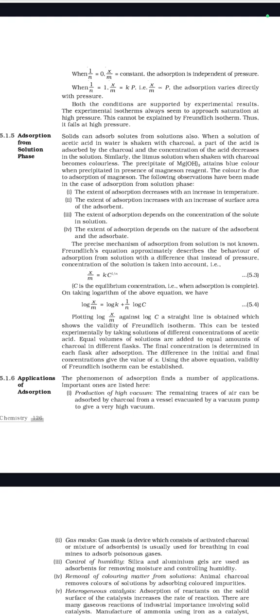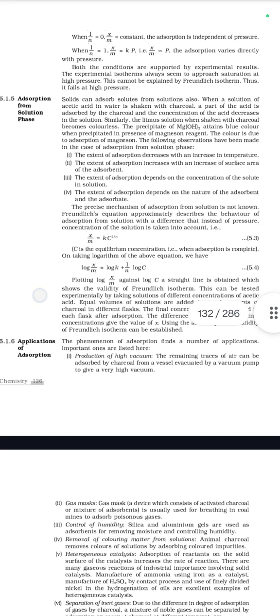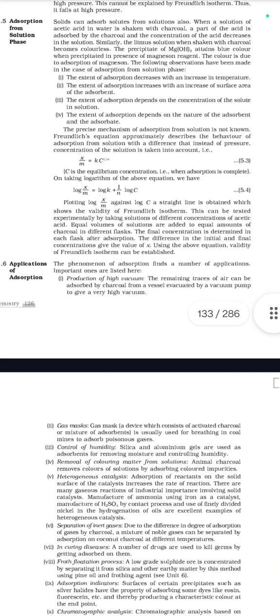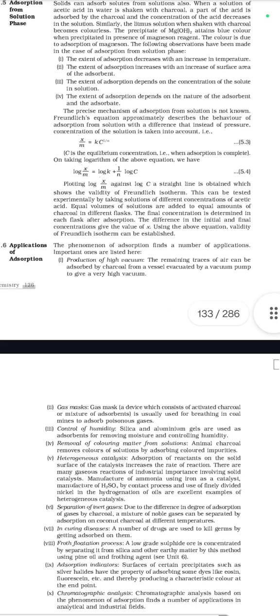Freundlich equation approximately describes the behavior of adsorption from solution with the difference that instead of pressure, the concentration of the solution is taken into account. C is the equilibrium concentration, that is when adsorption is complete. On taking logarithm of the above equation, plotting log x by m against log c, a straight line is obtained which shows the validity of Freundlich isotherm.